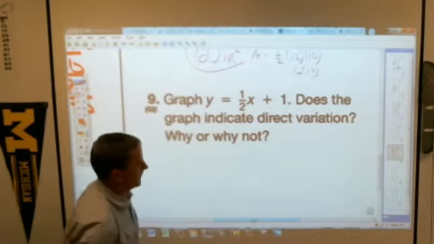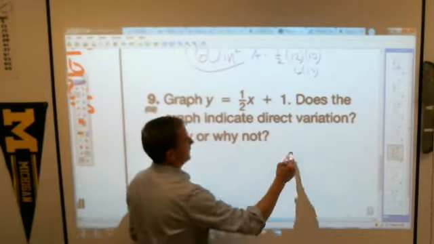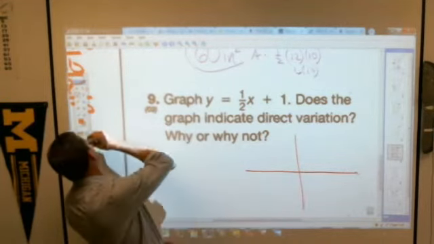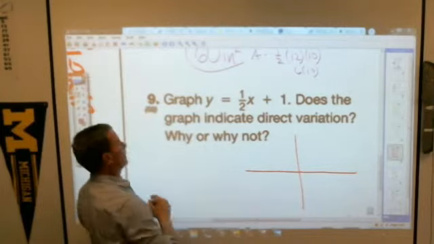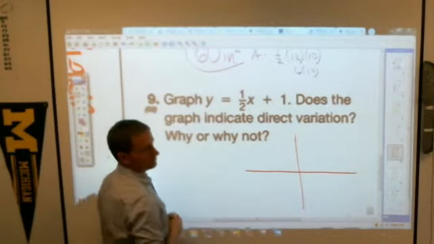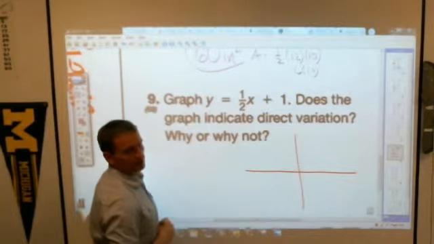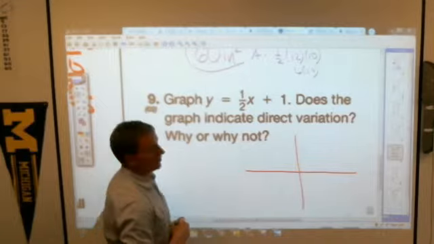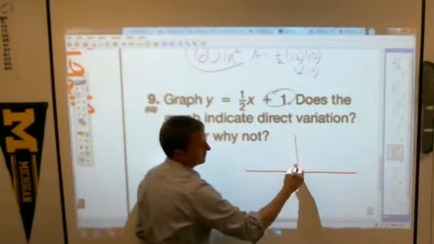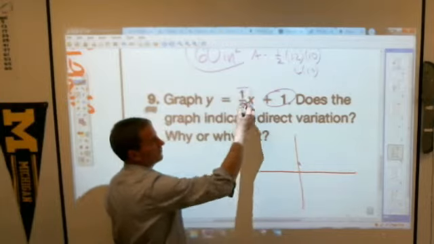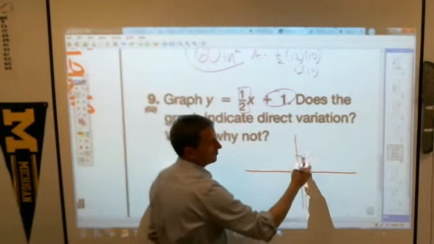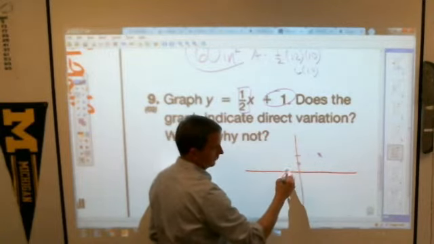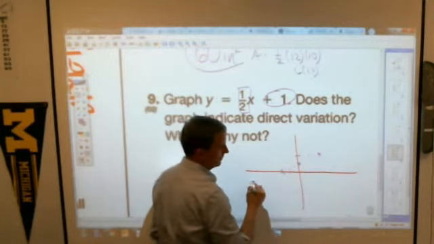Graph 1/2 x plus 1. Does the graph indicate direct variation? First of all, how do I graph that, Em? You go up the 1 and you go over 2. Where's my starting point on my graph? 1 on the y-axis, because this is my y-intercept, so I put my little point there. This is my slope, which is what you said, up 1 over 2, or down 1 over 2, either way. Here's your line.